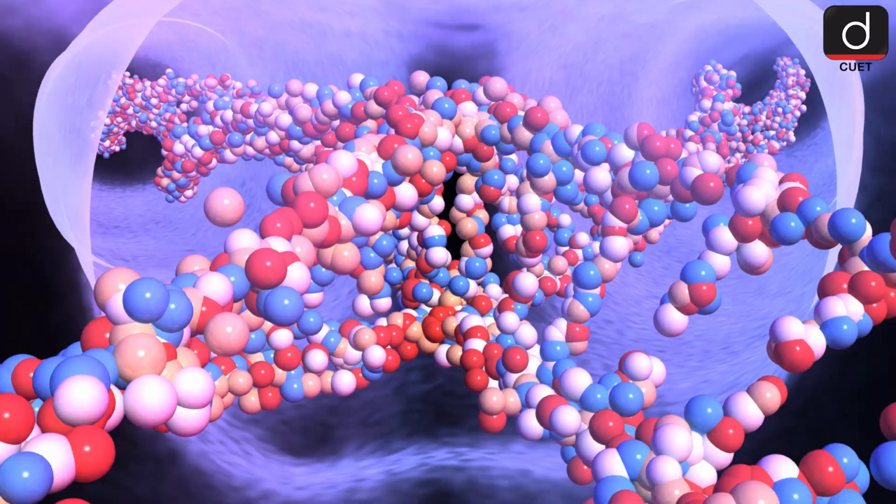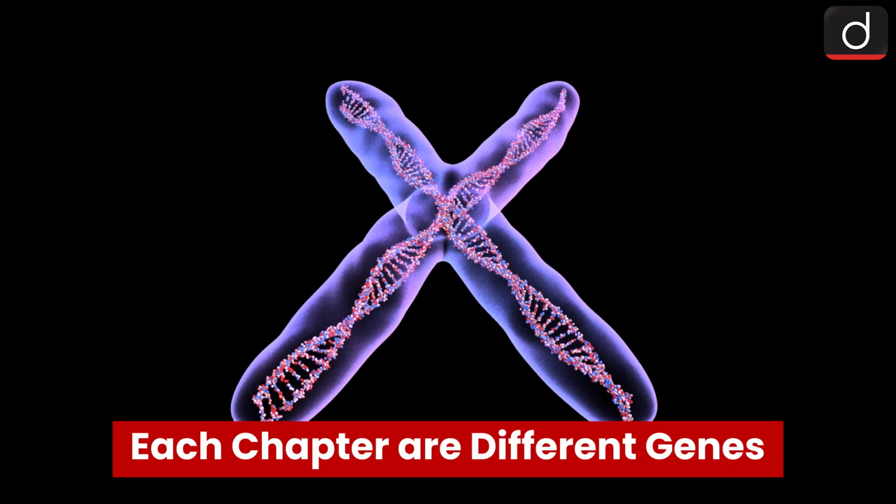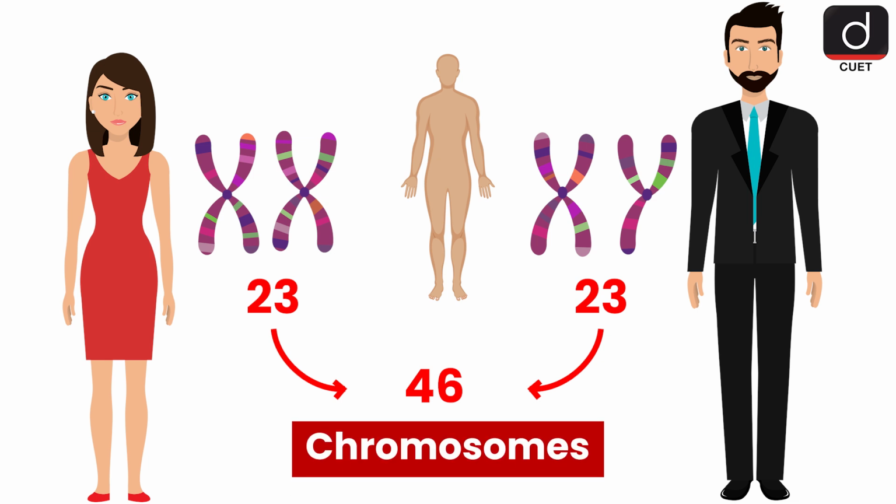Chromosomes. These are the chapters in your cookbook, and inside each chapter are different genes. Humans have 23 chapters from their mother and 23 from their father, making a total of 46 chapters or chromosomes.